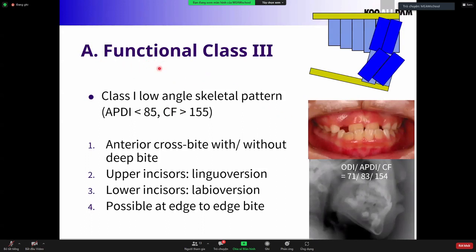In this functional class 3 malocclusion, usually you can see a class 1 low angle skeletal pattern. Class 1 means the anterior posterior relation is normal. Low angle means the brachyfacial type. In the cephalometric radiograph, the APDI value is lesser than 85. The combination factor is greater than 155.